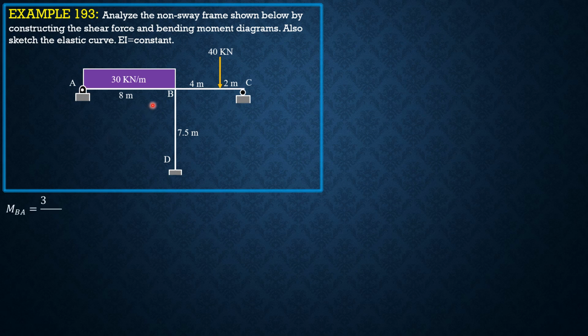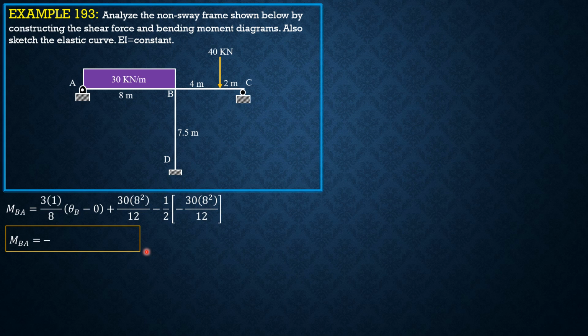So moment BA is 3 times EI, 1 over L of 8. We assume EI equals 1. Quantity theta near, theta B, minus delta over L, so 0. Plus the fixed moment at B, WL squared over 12, so 30 times 8 squared over 12, minus 1/2 the fixed moment at A, which is negative of WL squared over 12. So combining, MBA is 0.375 or 3/8 theta B plus 240. Call that equation 1.